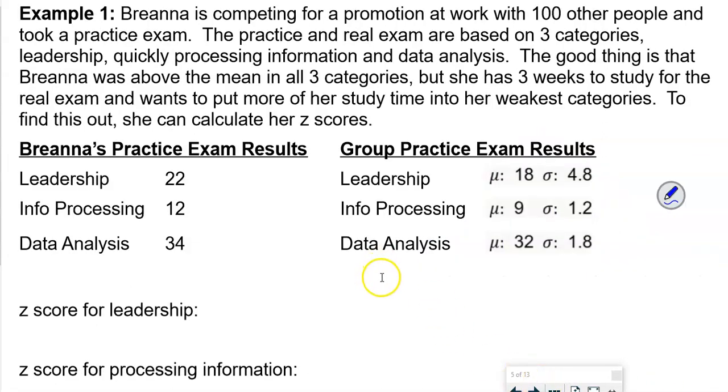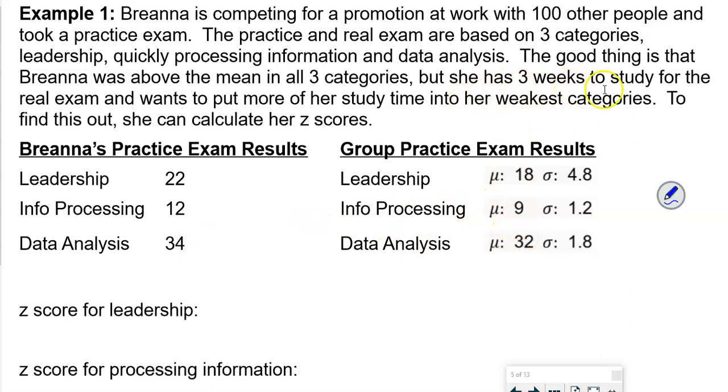So now we're going to actually use this information to do a problem. Brianna is competing for a promotion at work with 100 other people and took her practice exam. The practice and real exam were based on 3 categories: leadership, quickly processing information, and data analysis. The good thing is that Brianna was above the mean in all 3 categories. So notice she got 22 here, the mean was 18; 12, mean was 9; 34, the mean was 32, right?